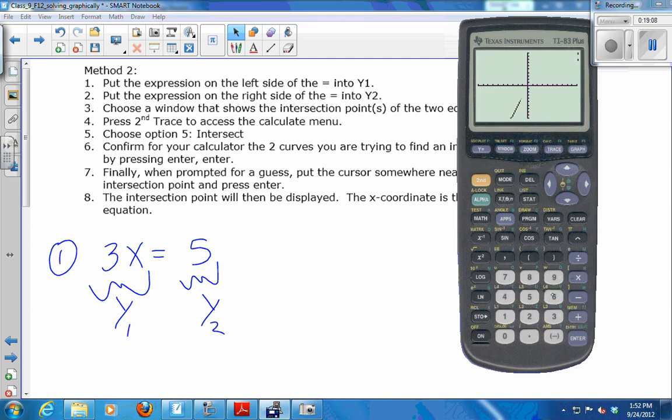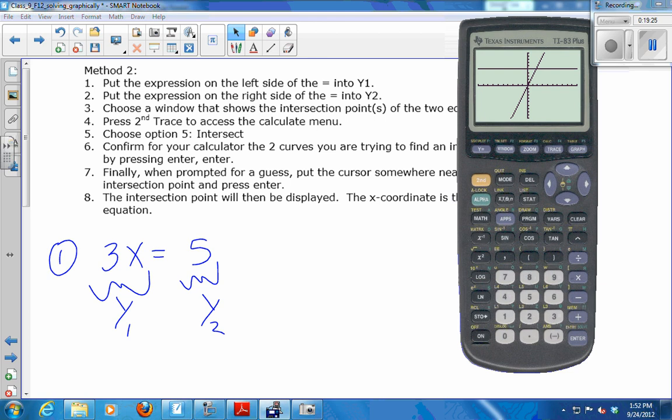Zoom 6. I can see where they cross, so I don't have to adjust my window at all. And then I have to figure out where those two lines intersect. That's going to give me the solution. The x-coordinate where they intersect will be the solution.